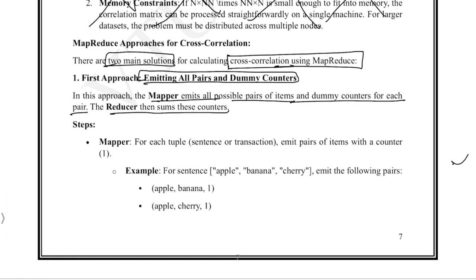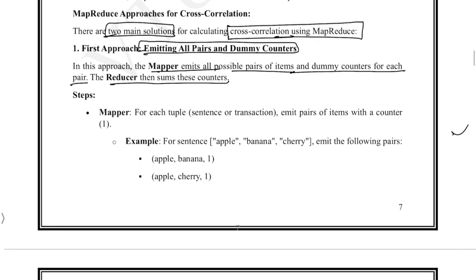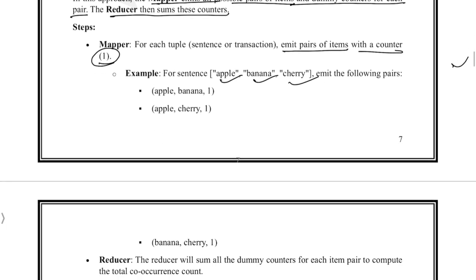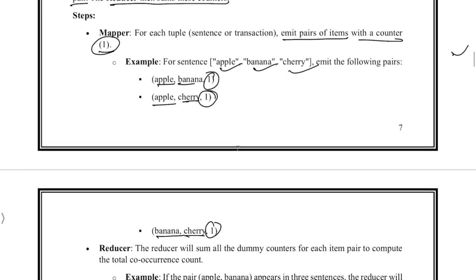The reducer then sums up these counters. The first is the mapper step. In the mapper step, it will emit the pair of items with a counter of 1. For example, if I take a list of fruits like apple, banana and cherry, it will emit the following combinations: apple, banana, 1 is the counter; apple, cherry, 1 is the counter; banana, cherry, 1 is the counter. That is what the mapper does.